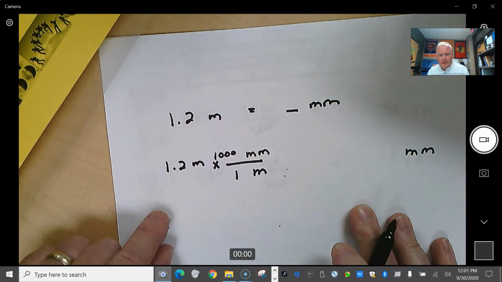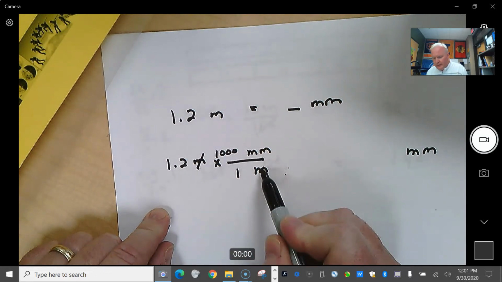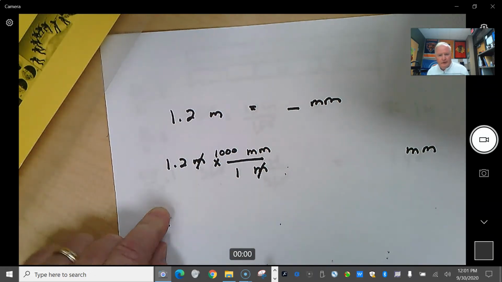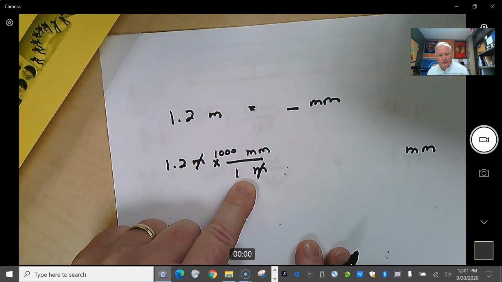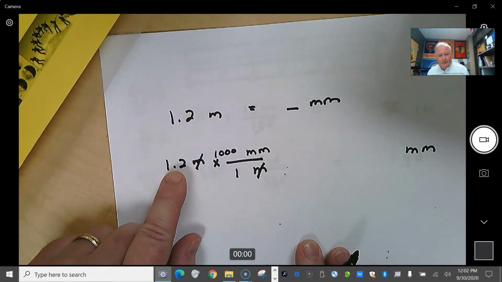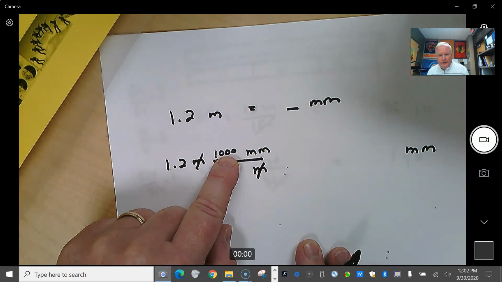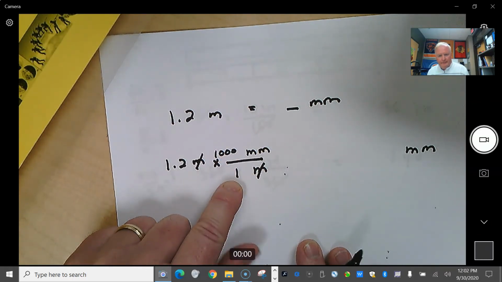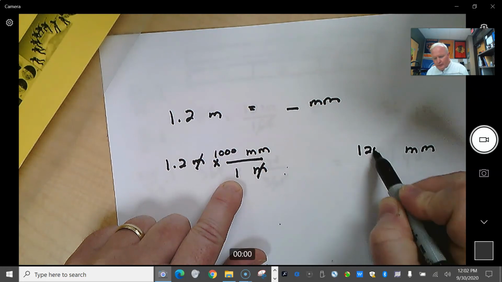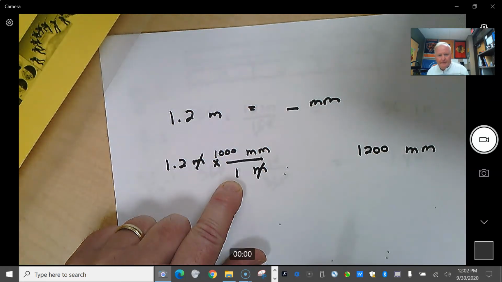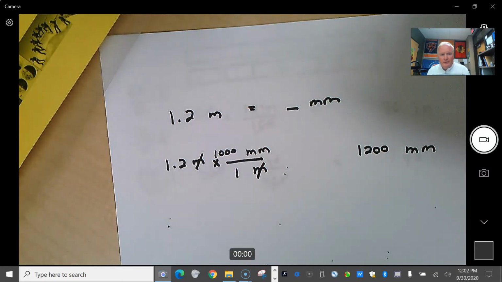Now we can just do the math. First math is cross out those units that we can cross out. Meters divided by meters will cross out. And now we can multiply 1.2 times 1,000, put it in our calculator, divided by 1. Right? And we're going to get 1,200 millimeters. That's how we do a 1-step conversion.